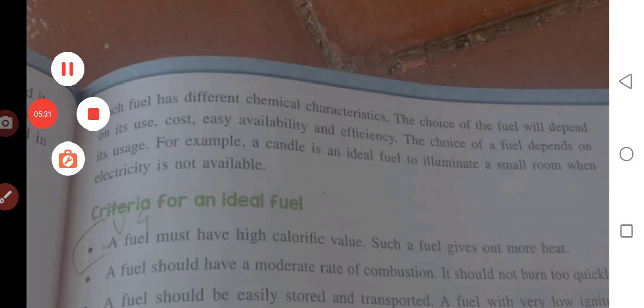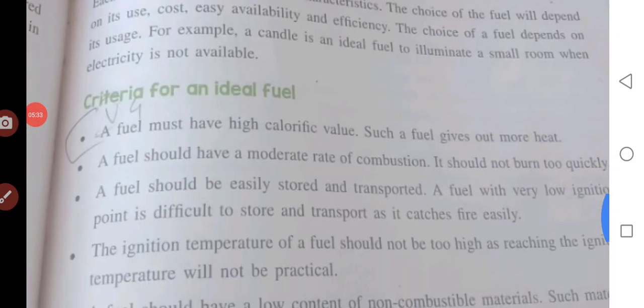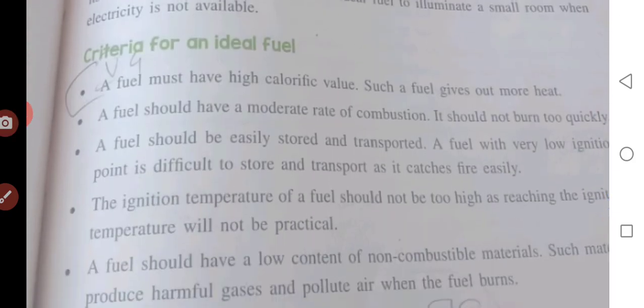So the criteria for an ideal fuel. ஐடியல் ஃபியூவல் எப்படி கண்டுபிடிக்கலாம்? ஸோ அந்த ஐடியல் ஃபியூவல் ஹை கலோரிக் வேல்யூஸாக இருக்கணும். It gives out more heat, அதிகமாக கொடுக்கக்கூடியதாக இருக்கணும். So next, it should have a moderate rate of combustion. A medium rate of combustion.